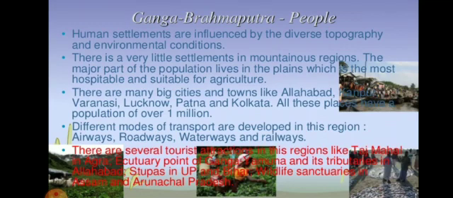There are many big cities like Allahabad, Varanasi, Lucknow, Patna and Kolkata. These all are situated in the Ganga Brahmaputra basin, and all these places have populations over 1 million people. Because of the plain area, there are different modes of transportation developed in this region: airways, roadways, waterways, as well as railways.